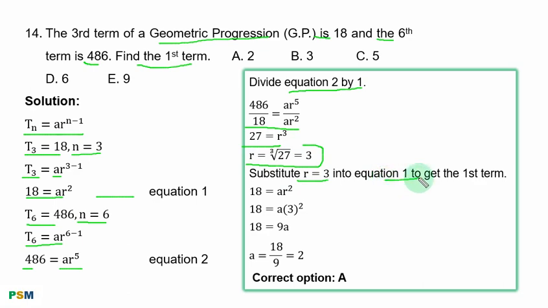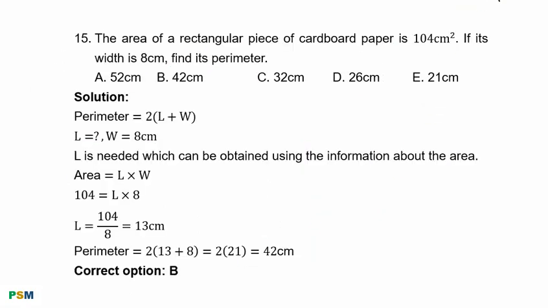I'm using equation 1. This is equation 1. You replace r with 3, then you square it. You have 18 equal to 9a. Divide both sides by 9 to get a. A is equal to 2. The correct option is A.